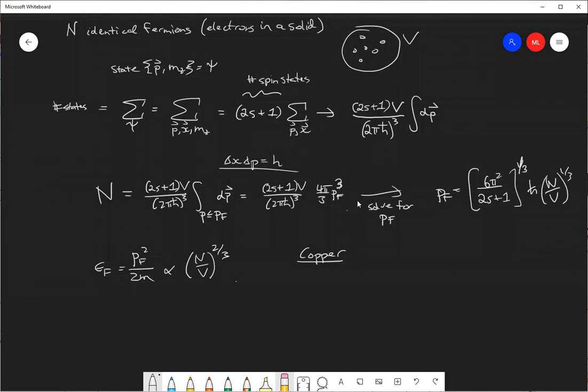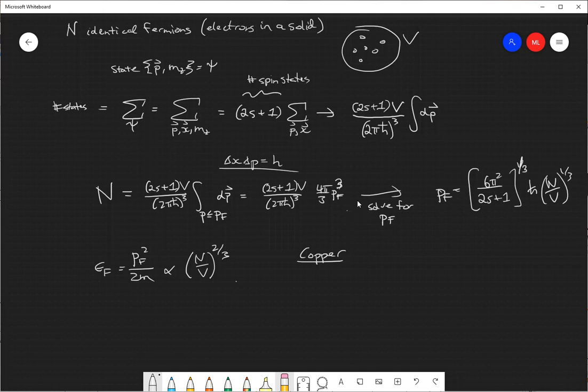And that's why conduction electrons in a solid can be well approximated as a gas of free electrons. In copper, each atom contributes approximately 1 electron to the conduction band. Each atom has 1 electron that's loose enough to get out and run around. And so you can calculate N over V with that in mind.